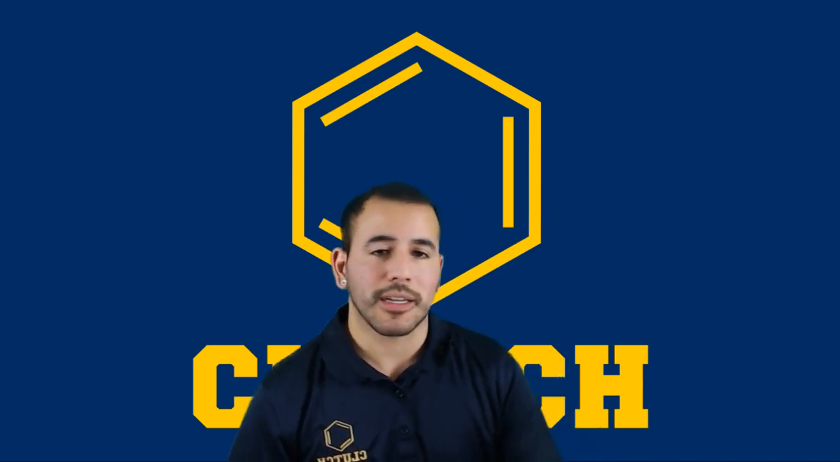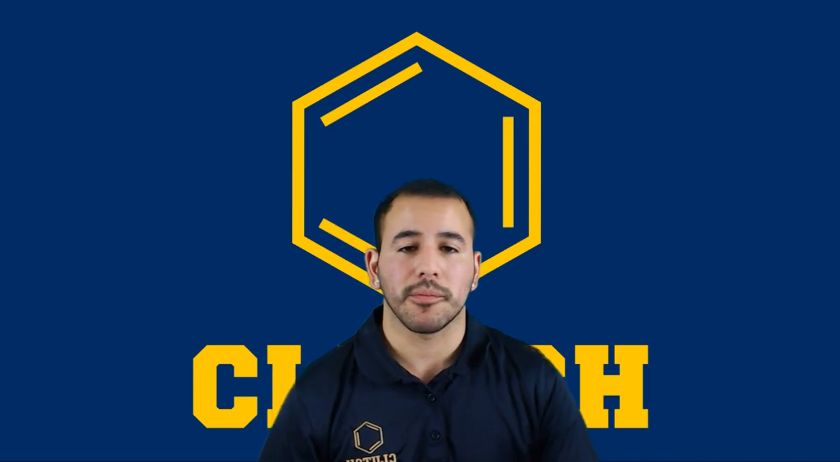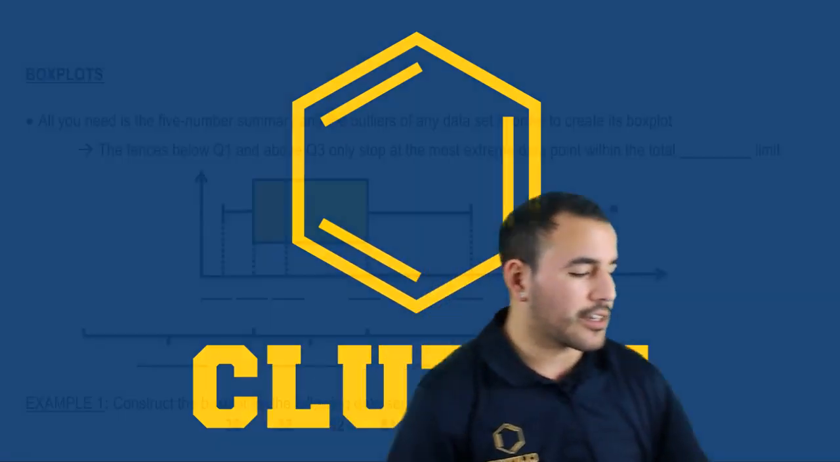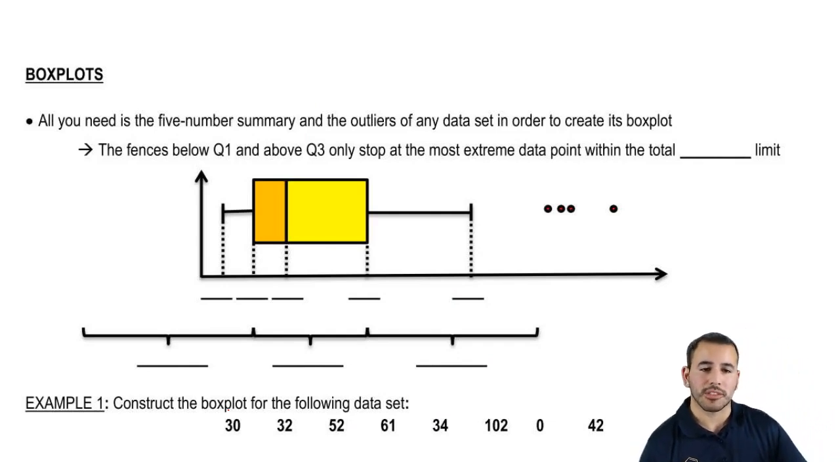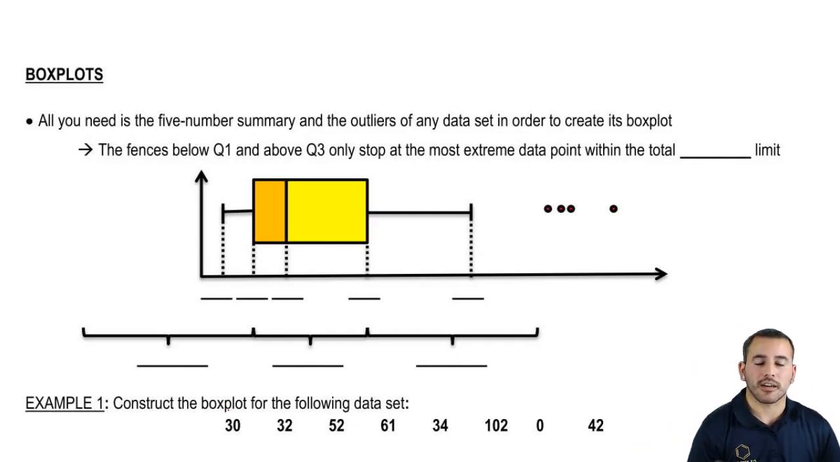The box plot summary basically tells us a lot of information about the distribution, so let's dive on in. So all you need for the box plot is the 5-number summary and any outliers in the data. And we've practiced determining the 5-number summary and also determining which of the data observations are outliers.